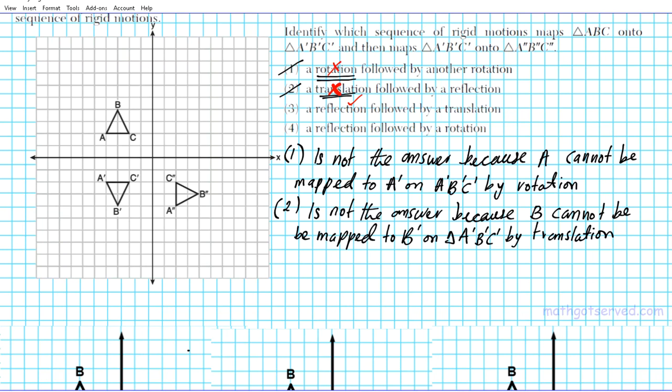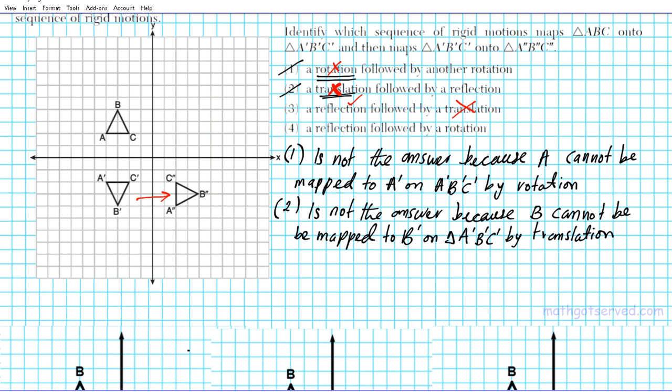So let's check the second one. The first one is good: you can get from A, B, C to A prime, B prime, C prime by reflection. Now, can you get from A prime, B prime, C prime to A double prime, B double prime, C double prime by translation? Just by shifting this to the right, can you get to this triangle right here? The answer is absolutely not. You cannot even get any of the points to line up with this triangle. So the second transformation is a total failure.